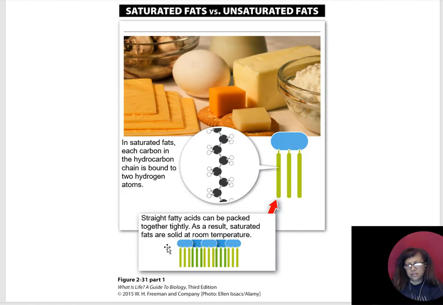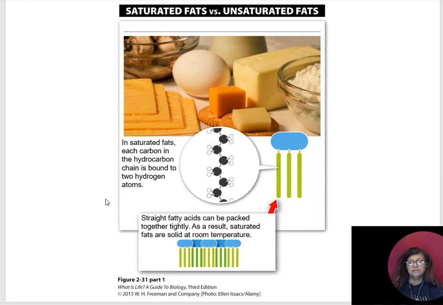So as a result, these are called saturated because there are 2 hydrogens on every carbon. The carbons are saturated. So as a result, saturated fats are solid at room temperature. If you're trying to figure out if the food that you're about to put into your mouth is a saturated fat or an unsaturated fat, a good way to determine that is if it's solid at room temperature, it's probably a saturated fat. So that stick of butter, solid at room temperature, saturated fat, right?